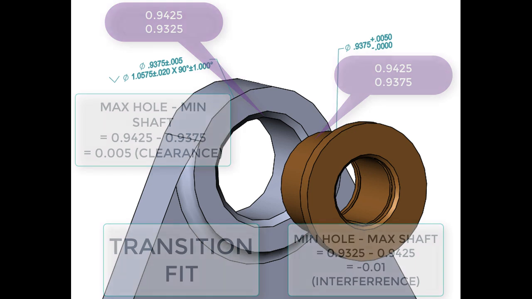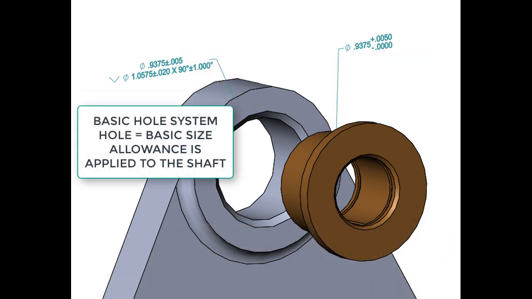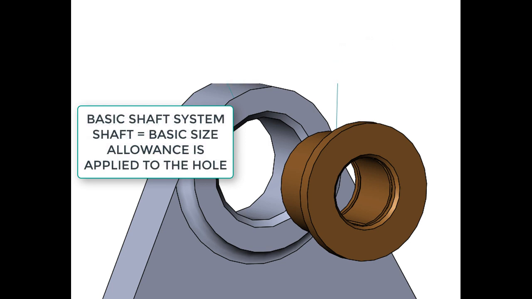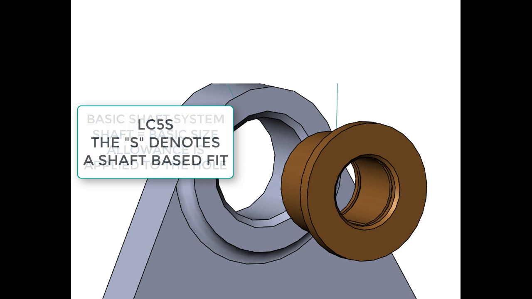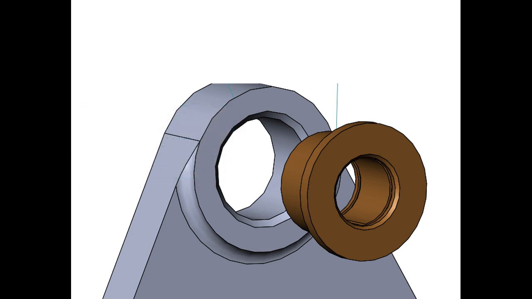Parts can be designed using a basic hole system in which the minimum hole is the basic size and the allowance, if any, is applied to the shaft, or a basic shaft system in which the shaft is the basic size and the allowance, if any, is applied to the hole. When a basic shaft fit is used, the letter S will be added to denote that this is a basic shaft fit, such as LC5S.